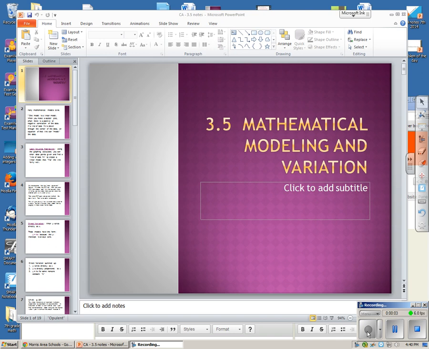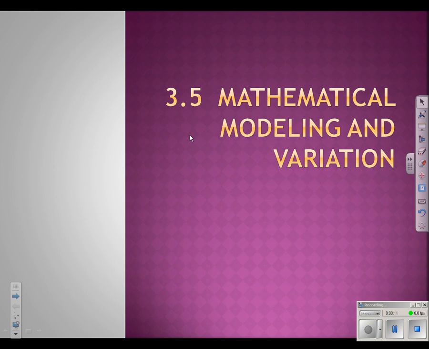This recording is for Chapter 3, Section 5, Mathematical Modeling and Variation. If you guys would grab your notebooks and open up your textbook to Section 5, we'll get this started.